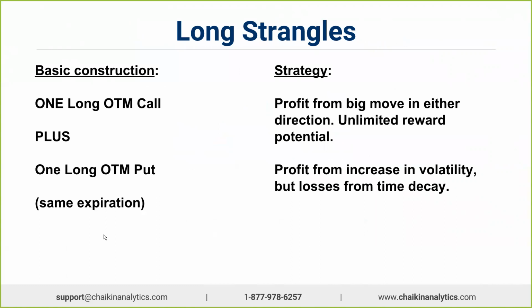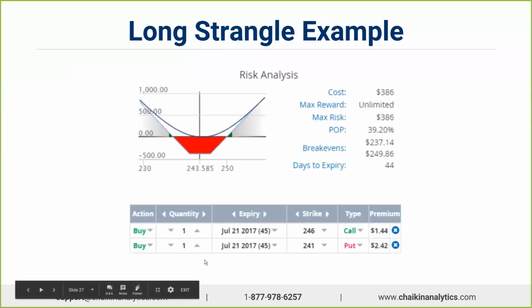All right. So again, same expiration, one long call, one long put, same thing we're doing there. We're also looking for big moves, but we're moving them away. Now the strikes are different, right? So instead of 243, I picked 246 and 241. They do not have to be equidistant from the current price, although oftentimes that's how people set them up.